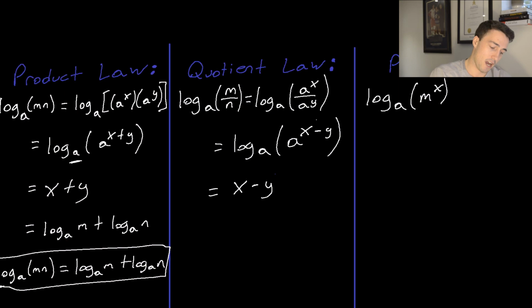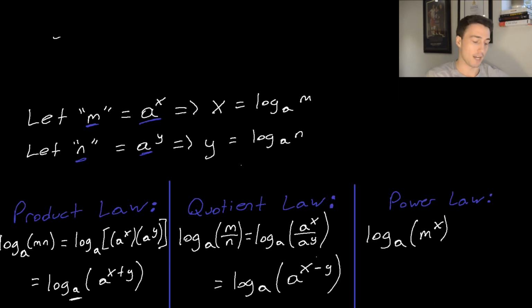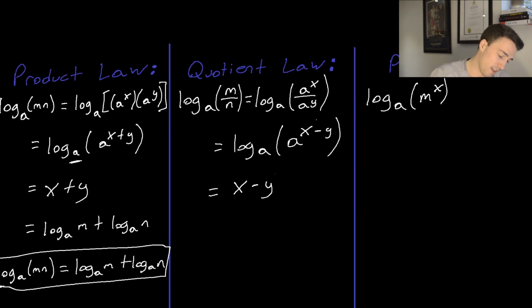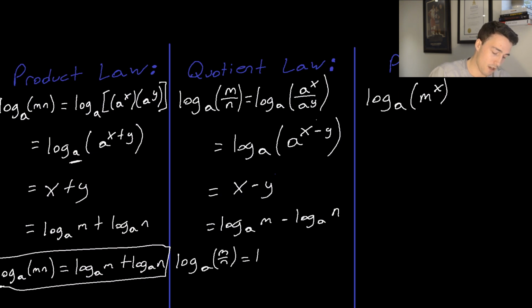Now we can look at our logarithm way of writing x's and y's. So this is log_a m and log_a n. So we could say that this is log_a m minus log_a n. Now the entire expression would be log of m divided by n of base a is log of m base a minus log of n base a. And that would be the quotient law right here.